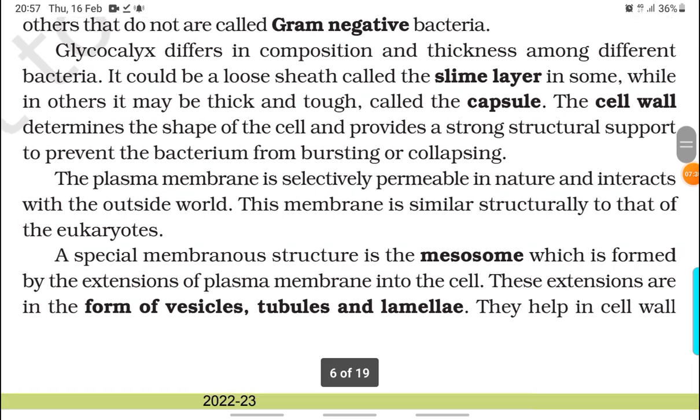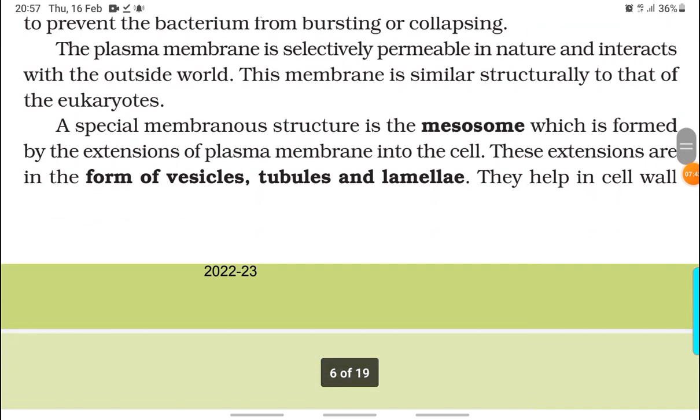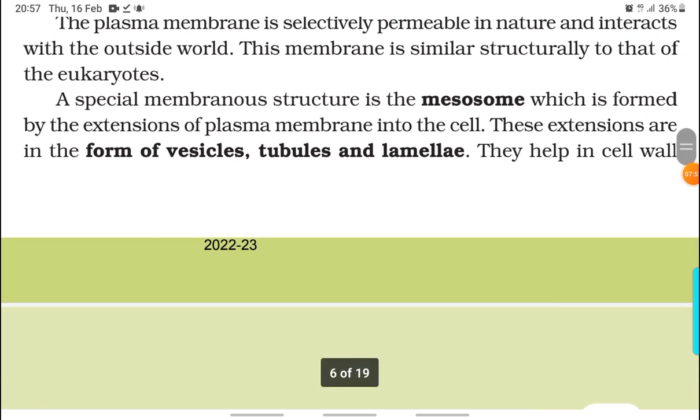It could be a loose sheath called slime layer in some, while in others it may be thick and tough, called the capsule. The cell wall determines the shape of the cell and provides a strong structural support to prevent the bacterium from bursting or collapsing. The plasma membrane is selectively permeable in nature and interacts with the outside world. This membrane is similar structurally to that of the eukaryotes.